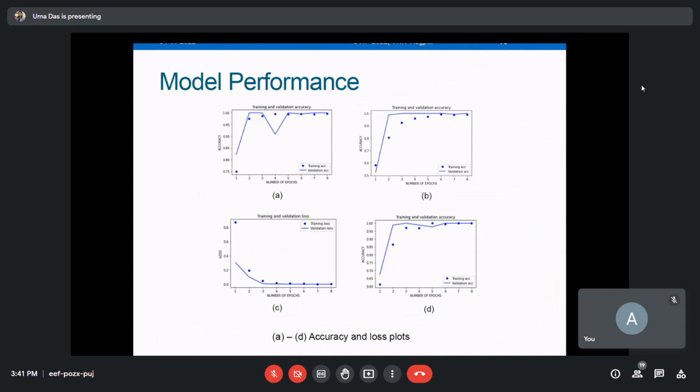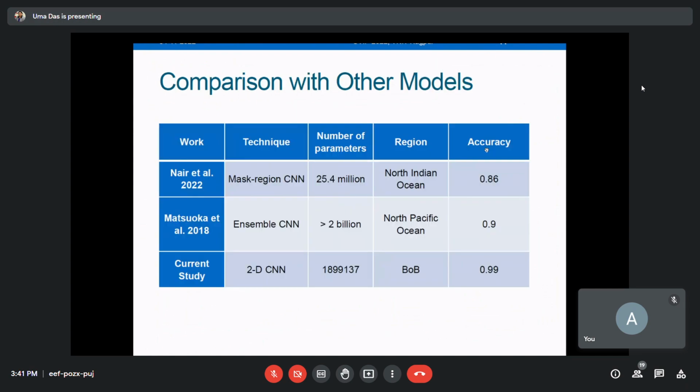The training and the validation accuracies and loss of some examples of some of the models, so we are sure that the model is not overfitting, etc. So this is a comparison with the previous models.